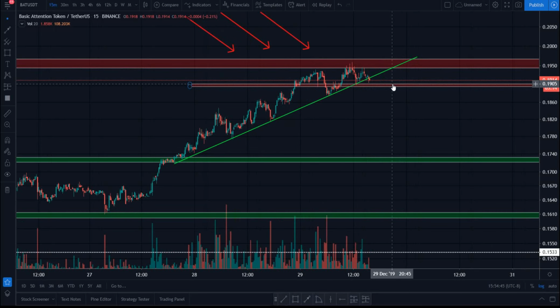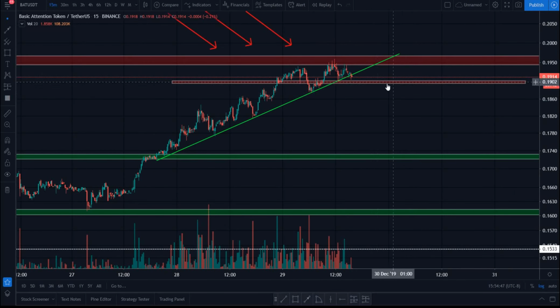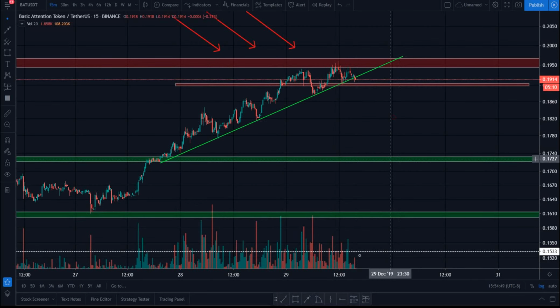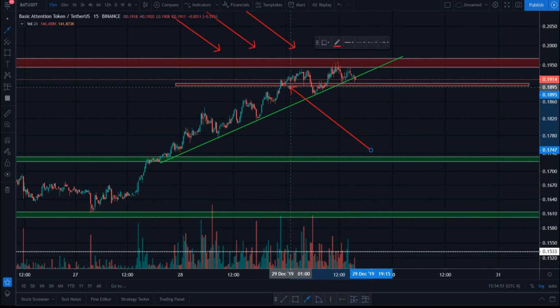So we have this zone right here that is also indicated with a horizontal zone. We see that it was a previous zone of support, and then it turned into a resistance, and now it's turned into a support again. So what we're looking for is a break in this zone here for our full entry position. Now this does not mean that we will not enter at all. Let's just make this white.